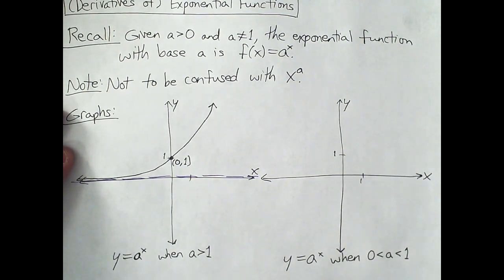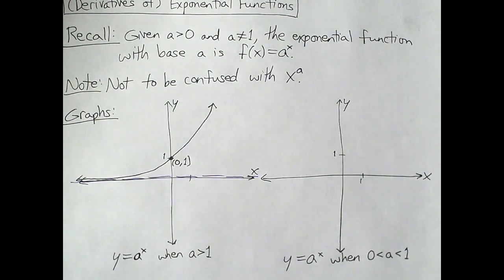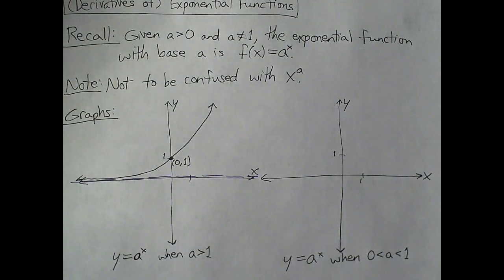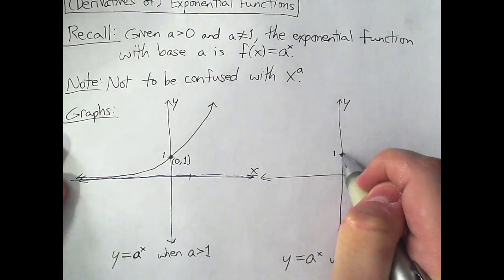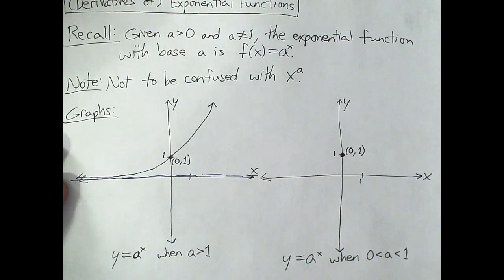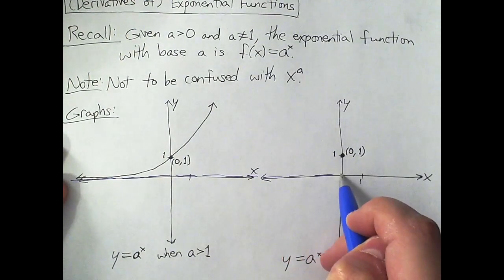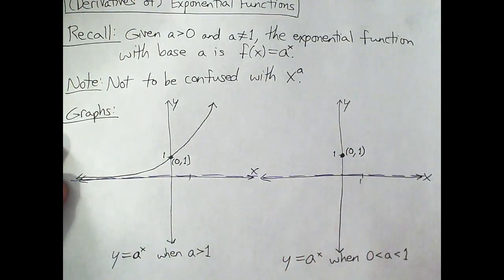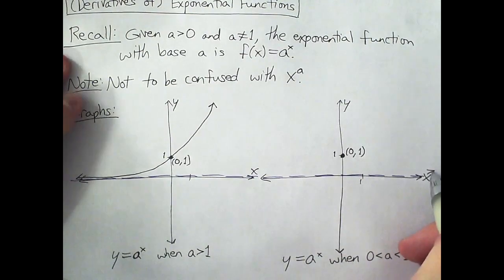The other case is if a is between 0 and 1. And remember, from the definition of exponential function, the base has to be positive, and it can't be equal to 1. So these are really the only two cases you could have. Now, it's still going to have that same y-intercept because a to the 0 is still going to be 1. It's still going to have this horizontal asymptote because there's nothing you could do that would make a to the x be negative. But instead, the graph is going to look something like this.